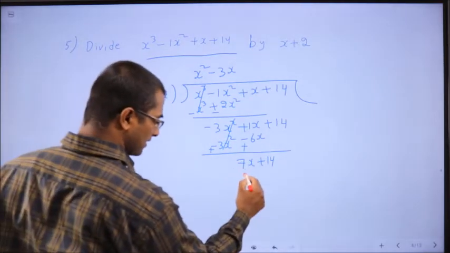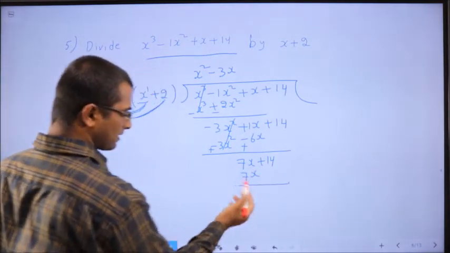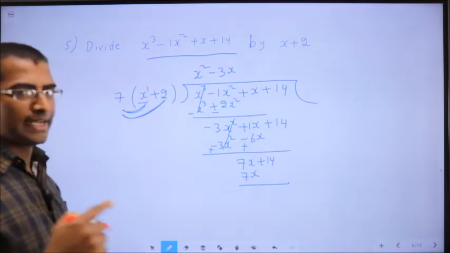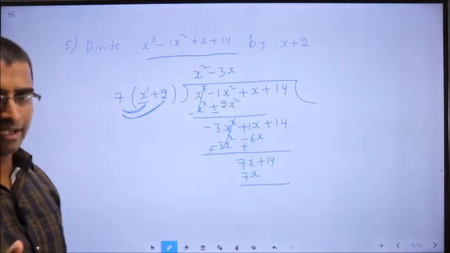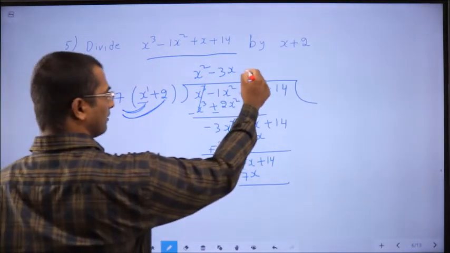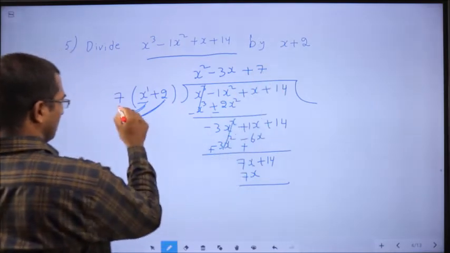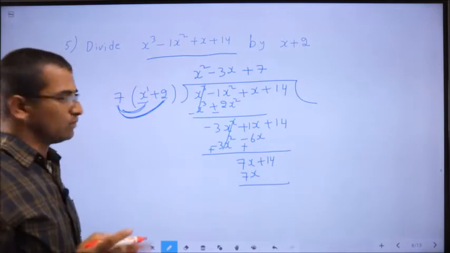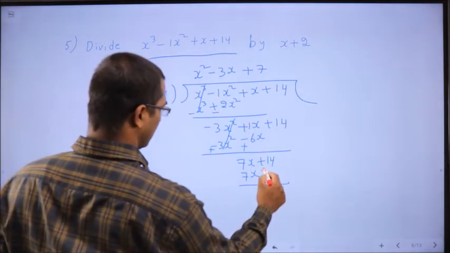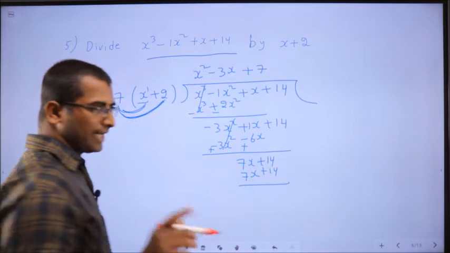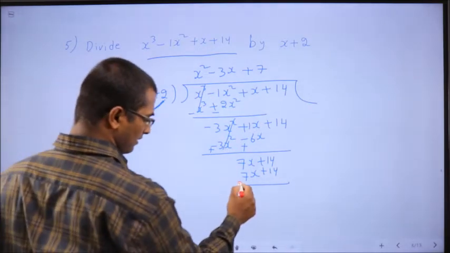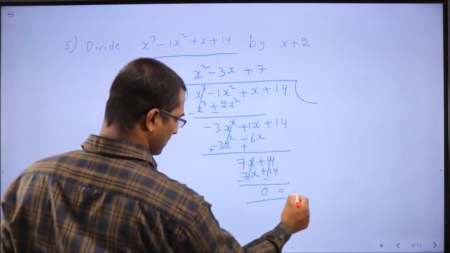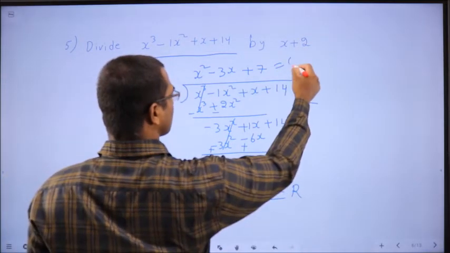So here 7x, below this also I should get 7x. Here I have x power 1, this needs to be multiplied with 7 to get 7x. Correct, right? Yes. So your next term of the quotient is plus 7. 7 into this 7x, 7 also needs to be multiplied with 2. So 7 into 2, 14, so I get plus 14. Next, change the sign. So minus, minus, cancel out, 0. So this is the remainder, this is the quotient.